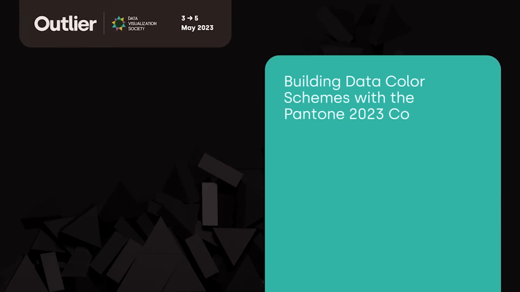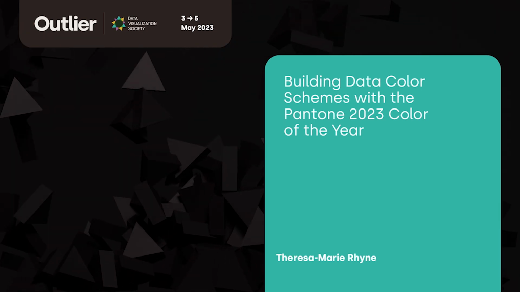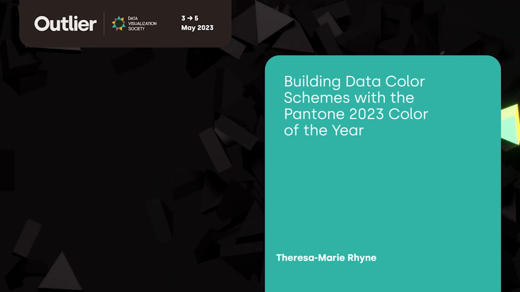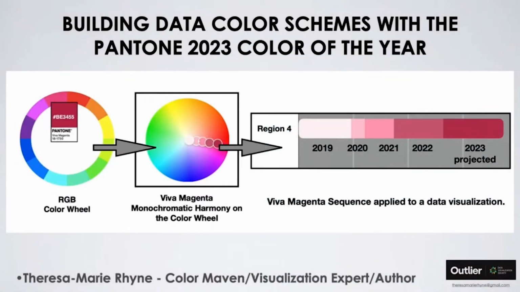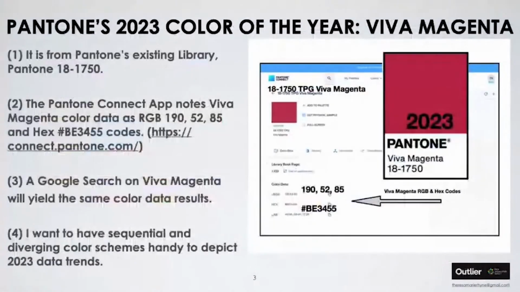I'm Theresa-Marie Rhyne, and I'm here to talk to you today about my data visualization adventures with Pantone's 2023 Color of the Year, Viva Magenta. Since 2000, the Pantone Institute selects a color of the year, and this year it is indeed Viva Magenta, an existing color in the Pantone library. It has a hex code of BE3455, and we need to use that hex code if we want to create sequential and diverging color schemes.